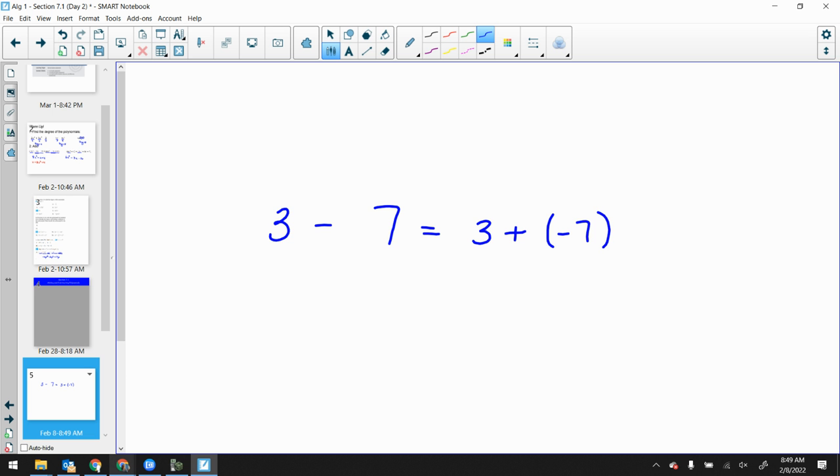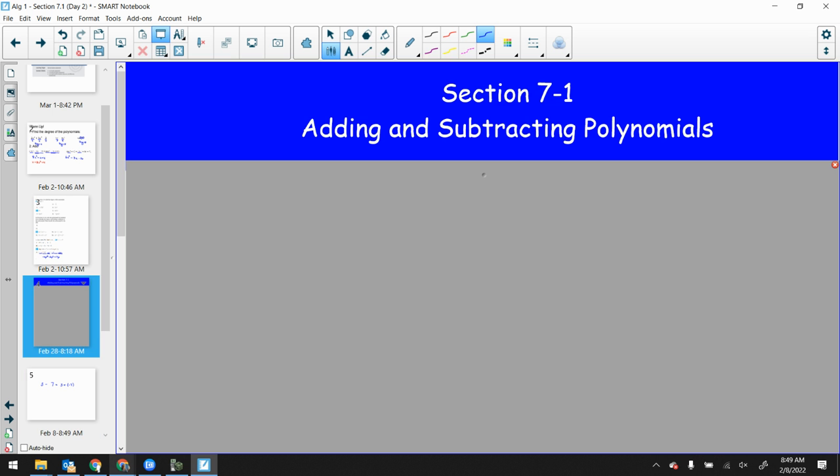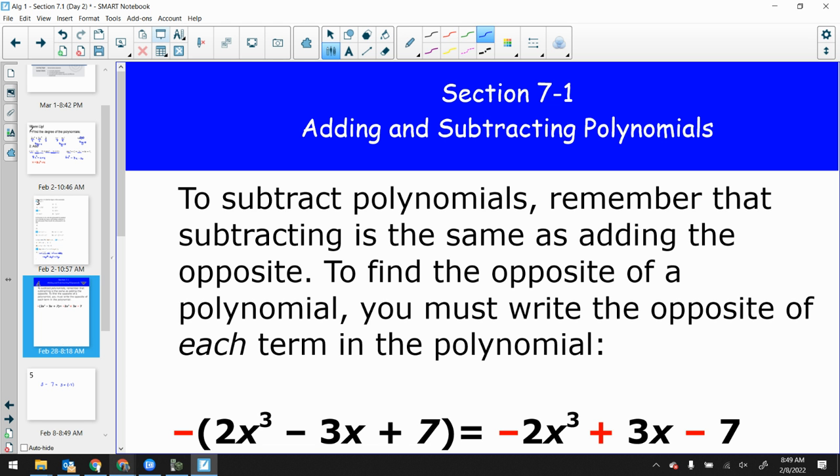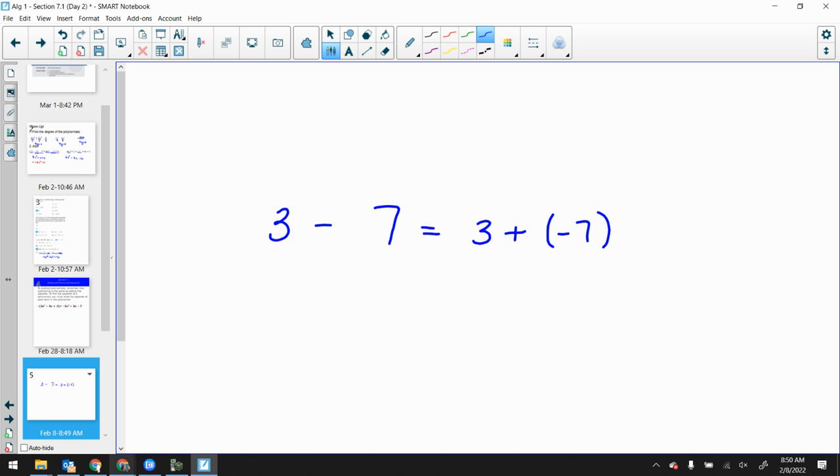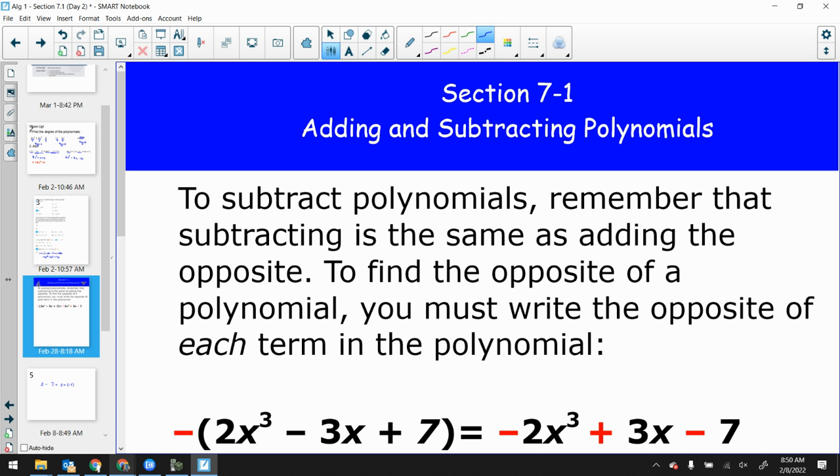That's essentially what we do for any polynomial as well. To subtract a polynomial, remember that subtracting is really the same as adding the opposite of the thing on the right side. Let me point out, did I change the 3 at all? No, the only thing I did was mess with the 7, the right side of the expression. I'm only messing with the right side of the expression when subtracting a polynomial as well.